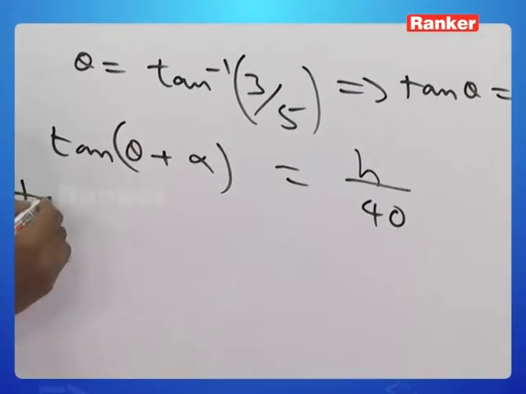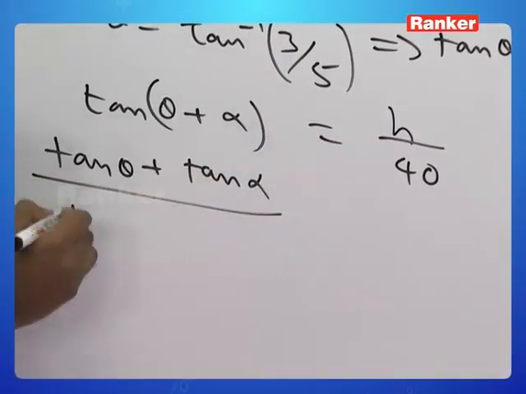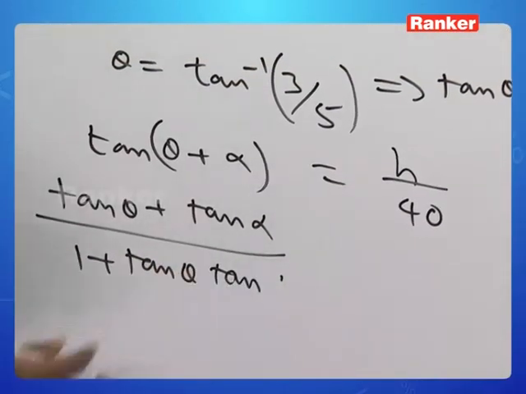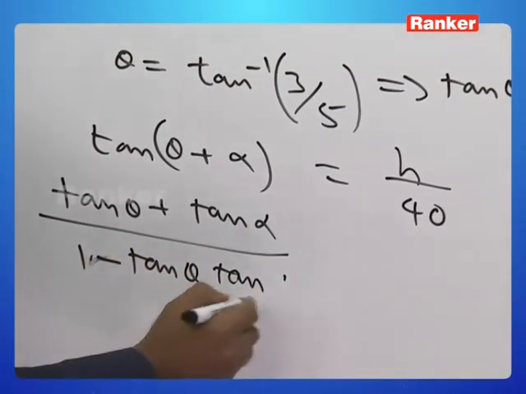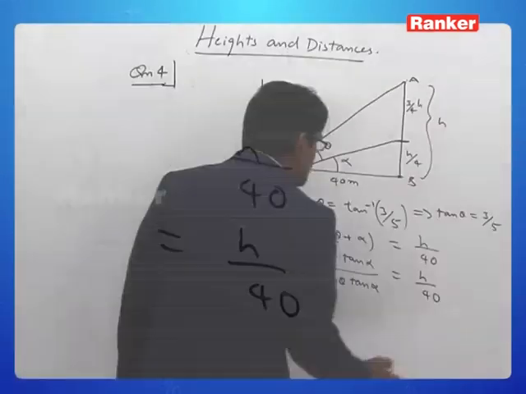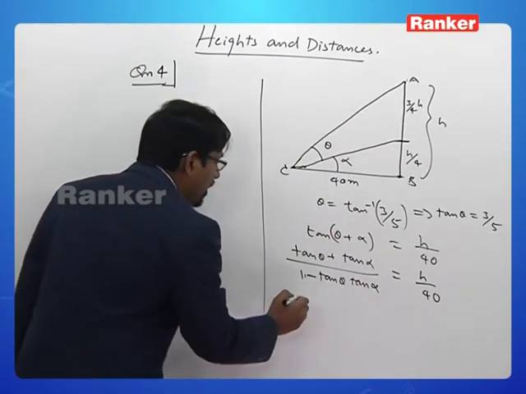So, that is again tan theta plus tan alpha by 1 minus tan theta tan alpha. And that is equal to h by 40. But what is tan theta for us? Tan theta is 3 by 5.